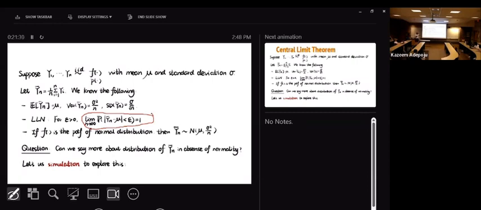Now let's say the distribution is not normal. What can we say about the distribution of y bar? Is the distribution of y bar still going to be normal, even though the underlying distribution of the random variable is not normal? Is there something we can do to make it normal? Oh my God, that is why we need the central limit theorem.